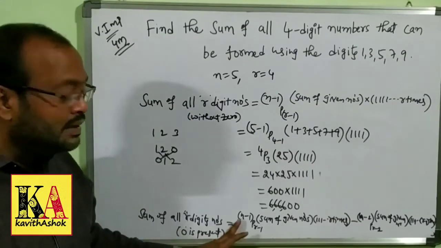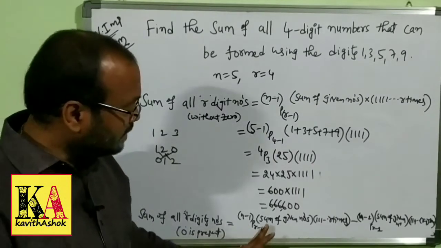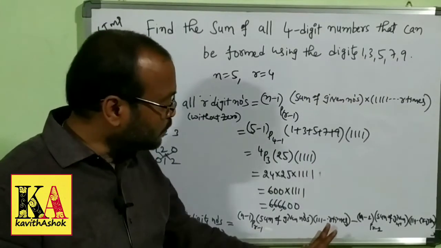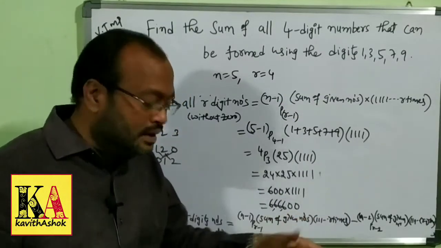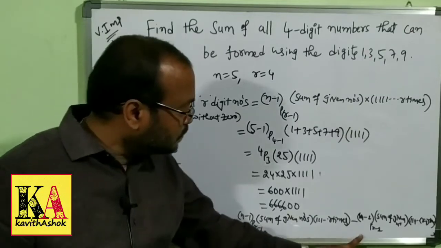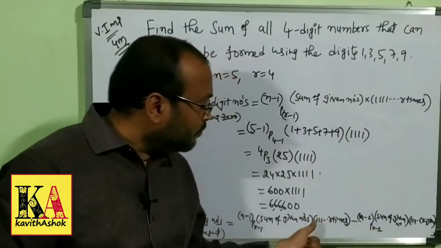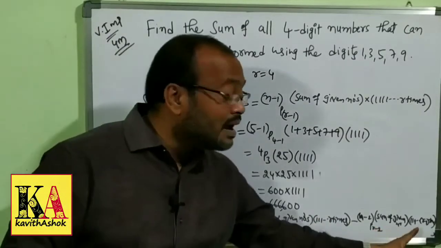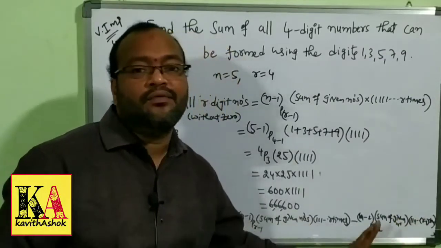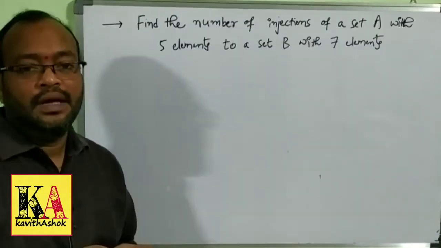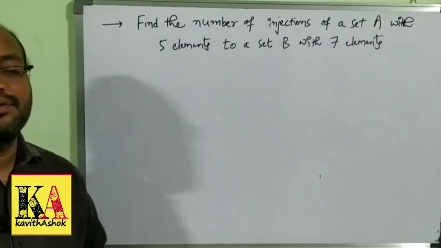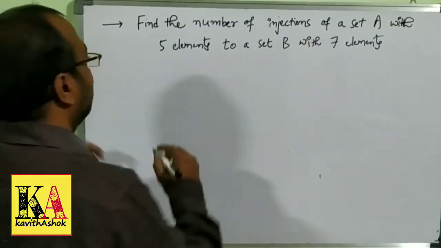When 0 is present: n minus 1 p r minus 1, sum of given numbers, 1 1 1 so on r times, the same formula here, minus, the only difference is decreasing by 1: n minus 2 p r minus 2, sum of given numbers is the same, 1 1 1 so on, r minus 1 times. So by using the formula we can easily get the remaining 4 marks question. Right. This is important for both 2 marks questions and MSET.